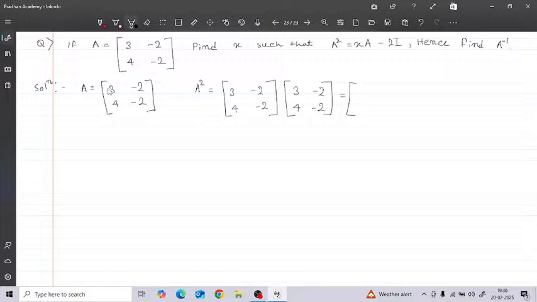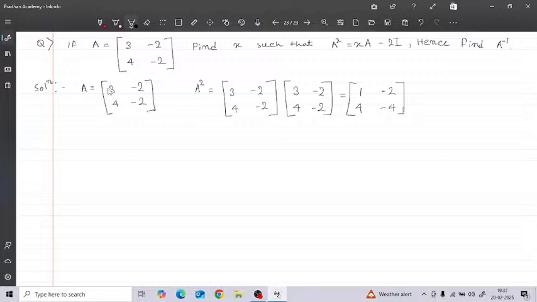Three into 3 is 9, minus 4 is 8, that is 1, minus 6 plus 4, that is minus 2, 12 minus 8 is 4, minus 8 plus 4, that is minus 4. So that is my A square.